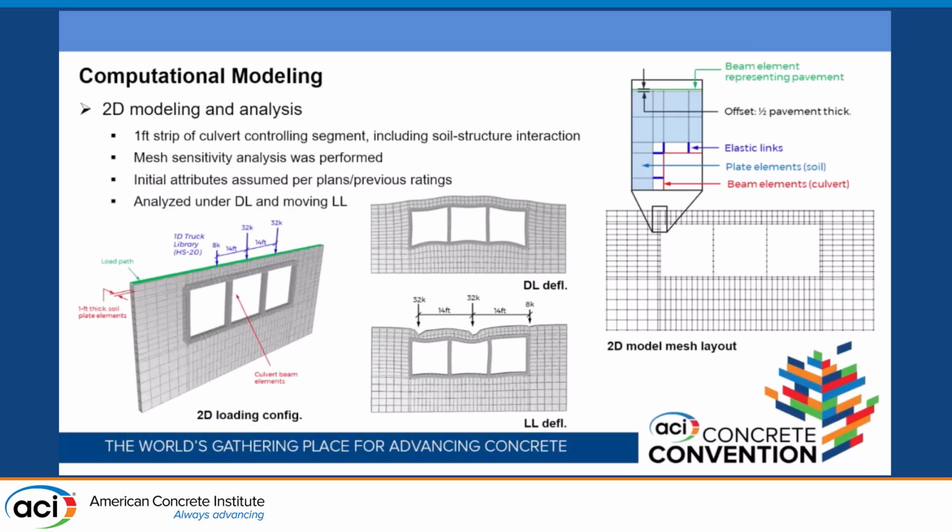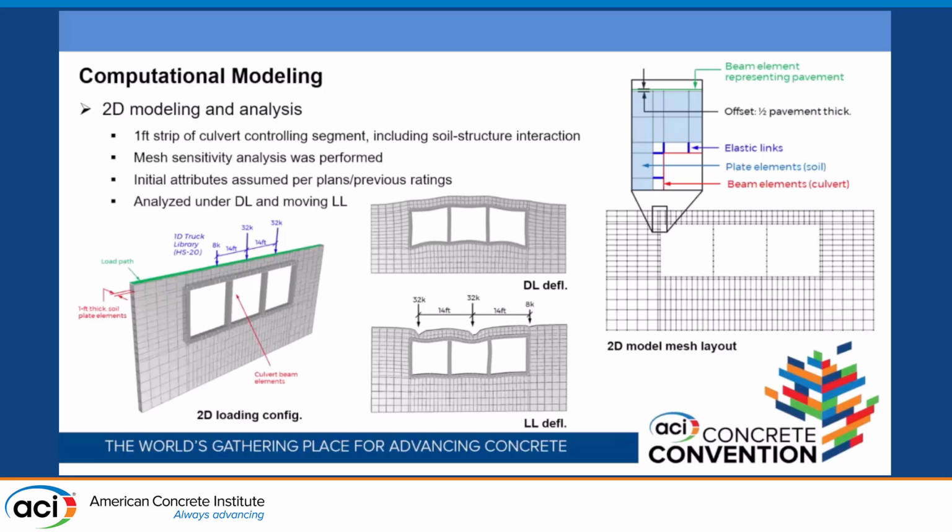The next step was the refined analysis, which we did in 2 phases: the 2D modeling and the 3D modeling. The goal of the 2D modeling was ultimately to do the refined analysis for load rating, and the 3D modeling was to do the calibration on these culverts. So I'm going to start with the 2D modeling.